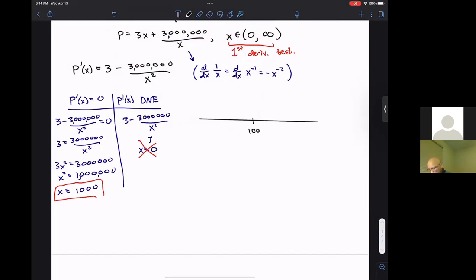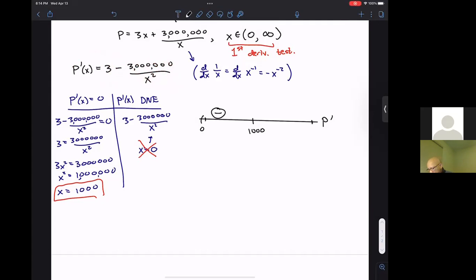Plugging x equals 1,000 into the derivative gives me 0, but I want to check numbers close to 0. So I plug in a number very, very close to 0. I'm doing 3 minus 3 million divided by a number super close to 0. That's going to make this number even bigger, so this whole thing should be a huge negative number, which means my derivative is negative over here.